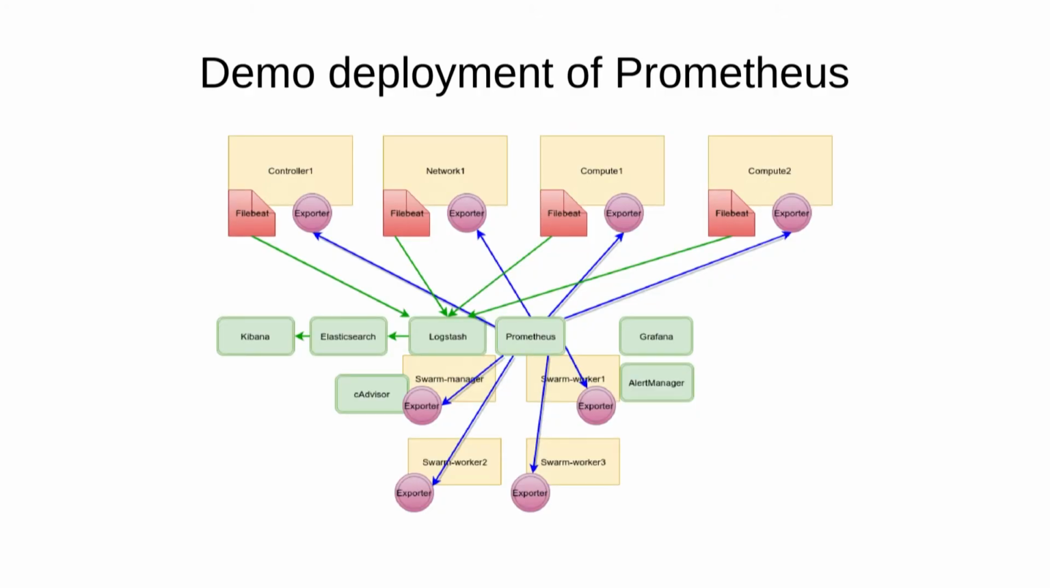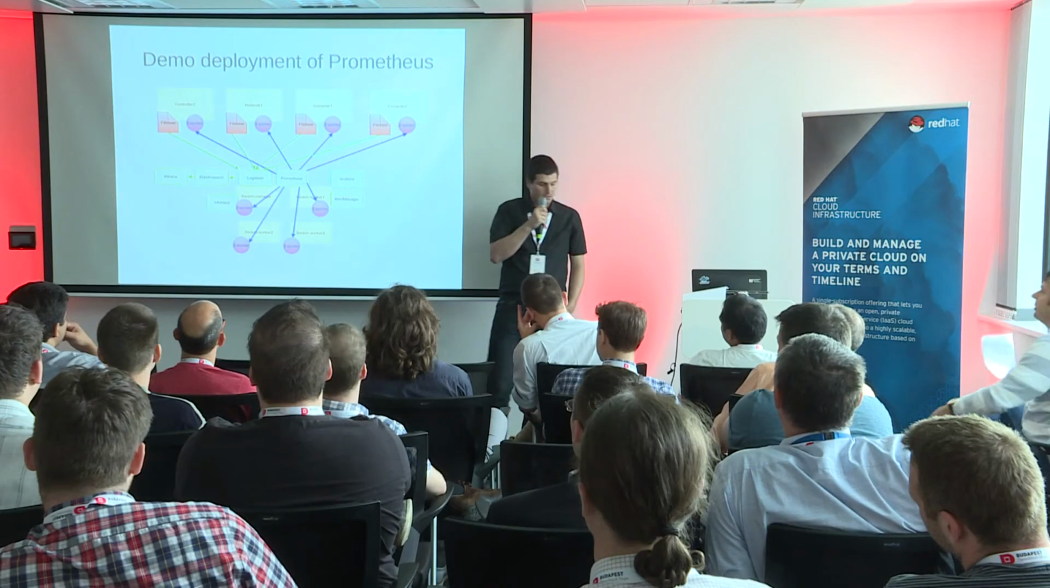This is my deployment. Basically, I have an OpenStack deployed using Packstack with 1 controller, 1 network, and 2 compute nodes. I have a Swarm cluster, and inside the Swarm cluster in Docker containers, I installed Prometheus, Grafana, which is a web user interface, an Alertmanager, and my Elastic stack, basically. And for each and every physical machine, I deployed special exporters.